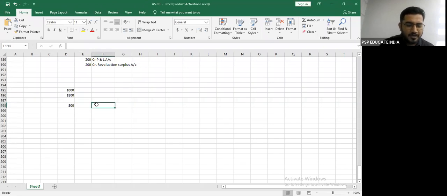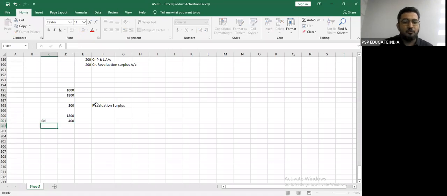Revaluation surplus, okay. It will go to revaluation surplus. Now suppose when you sell this asset of 1800, you get only 400. After making an upward revaluation, you get only 400 and you sell at 400.